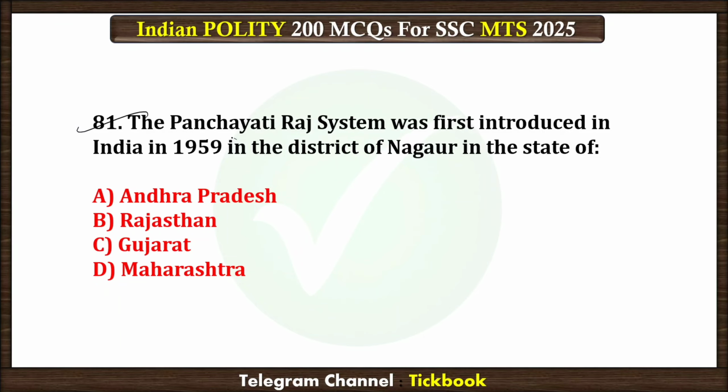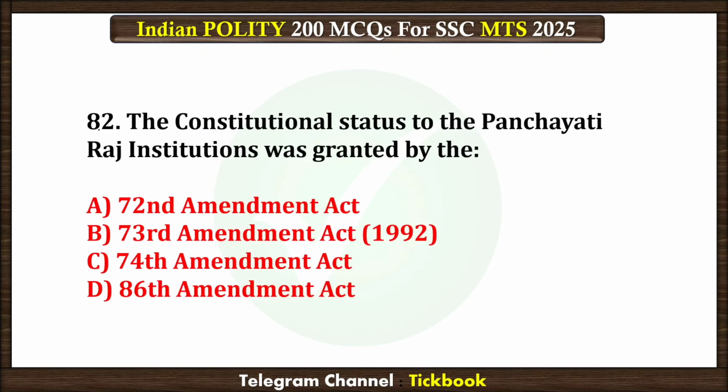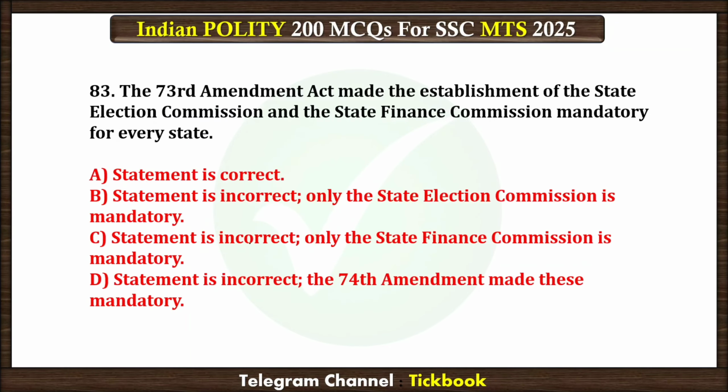81. The Panchayati Raj system was first introduced in India in 1959 in the district of Nagaur in the state of option number B, Rajasthan. 82. The constitutional status to the Panchayati Raj institutions was granted by the option number B, 73rd Constitutional Amendment Act, 1992.